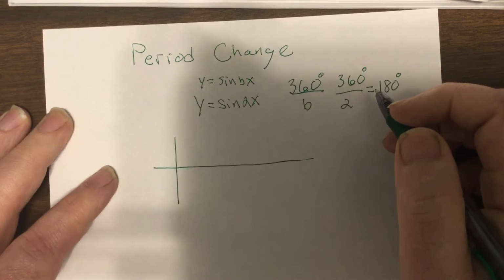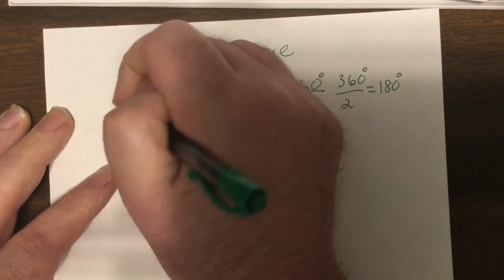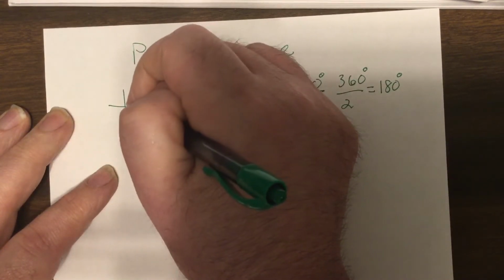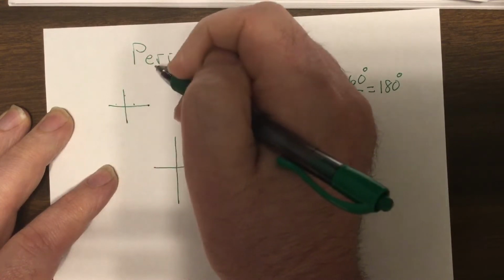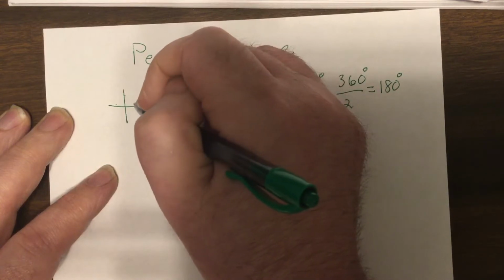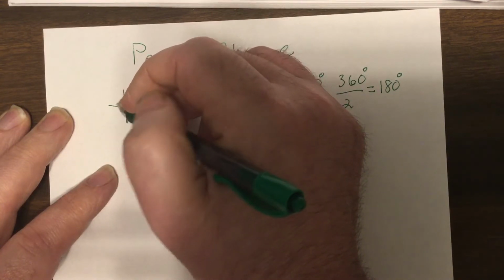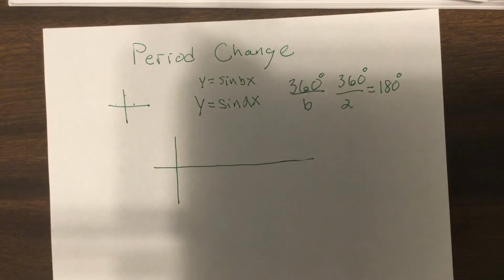Now if you look at the coordinate system, every 90 degrees we have an important point for sine and cosine. Well, 90 is 1/4 of the distance. 90 over 360. So I want to keep that ratio in my new graph. So I want my new graph to be a model of the old graph.